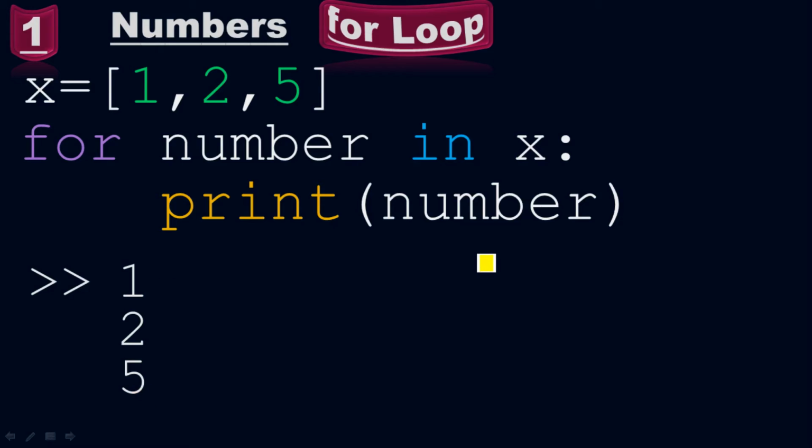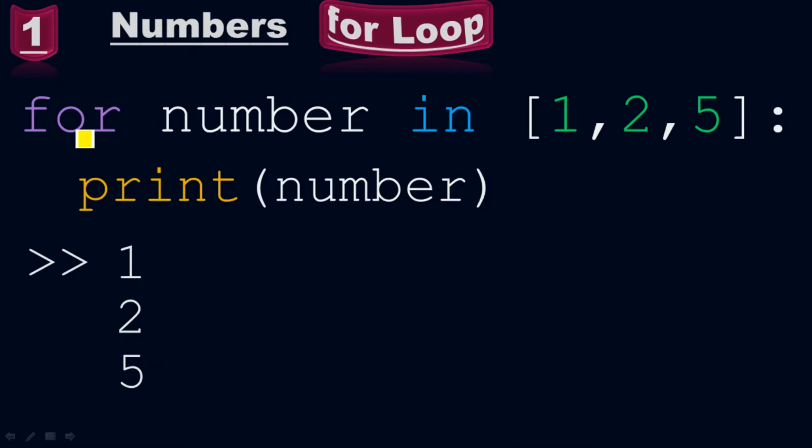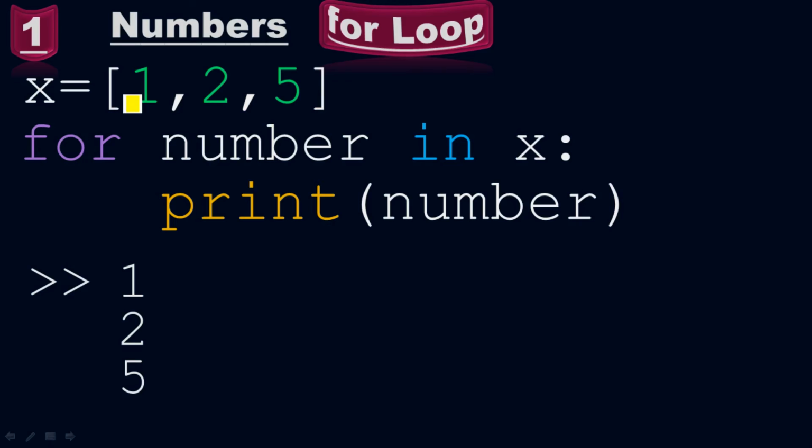Look here, when you compare it with the previous method, in this one we directly put the numbers, the list of the numbers which are 1, 2 and 5. We don't have any name, any variable for this list. We directly put the list here. So we have for number in 1, 2, 5. In the second method, we just simply give the name x.